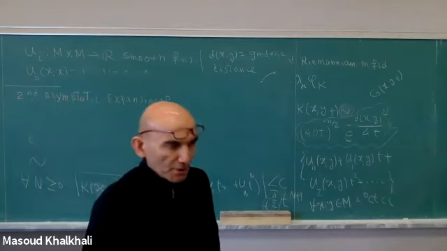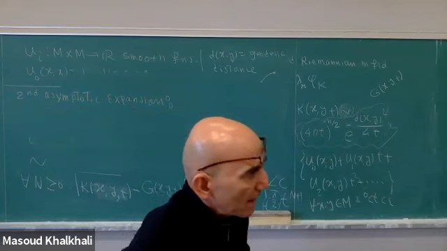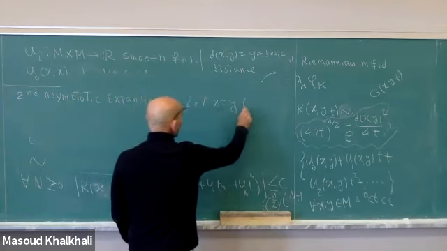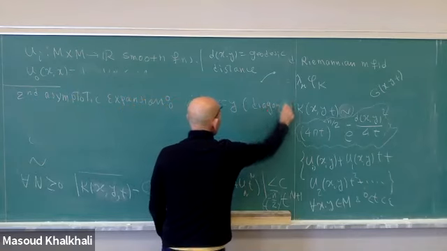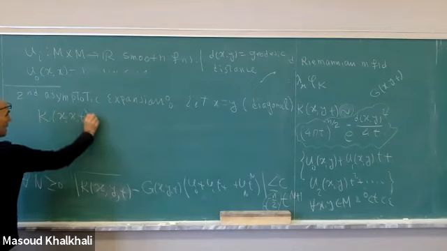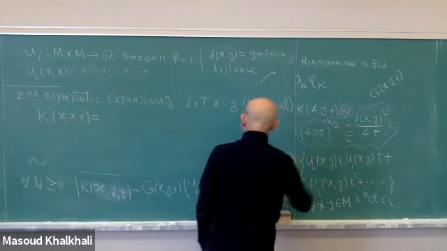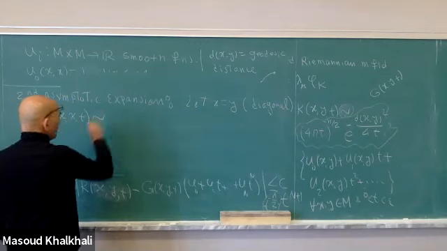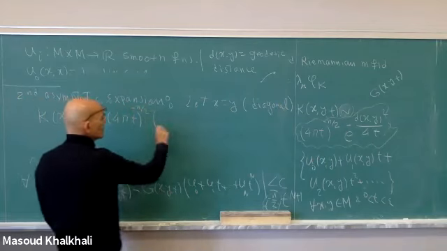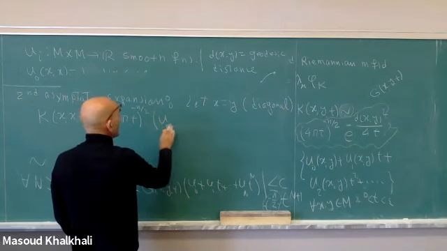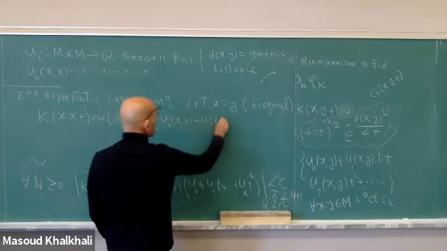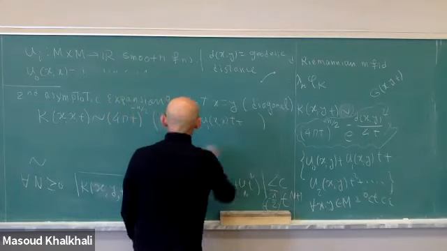So the second asymptotic expansion is when we take x equal to y, on the diagonal. Restrict everything to the diagonal. Then you get k(x, x, t). This factor completely disappears. You get (4 pi t) to the power minus n over 2 times u0(x, x), which is 1 anyhow. So let me write it: u0(x, x) plus u1(x, x) t.